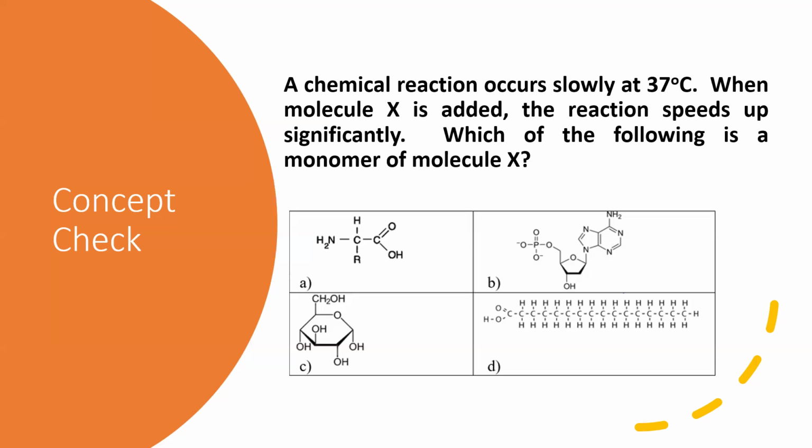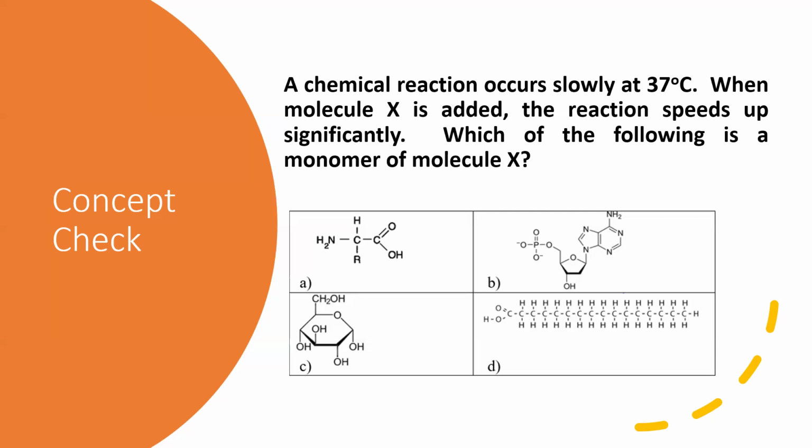Okay, so let's take this up. It says a chemical reaction occurs slowly at 37 degrees. And then you add this thing called molecule X and the reaction speeds up. So let's pause there, right? What kind of substance, molecule, would speed up a chemical reaction? An enzyme, right? We learned that last class. Enzymes speed up chemical reactions by lowering the energy requirement.